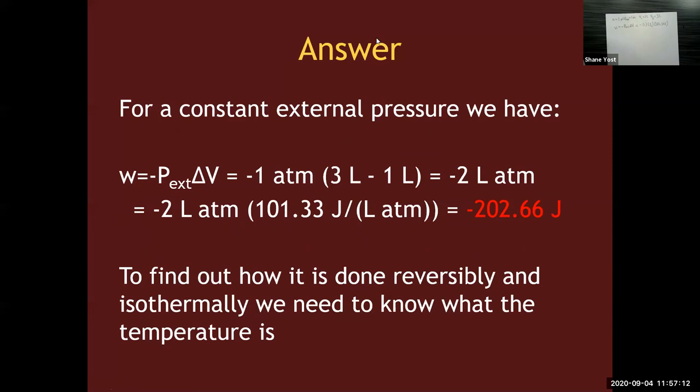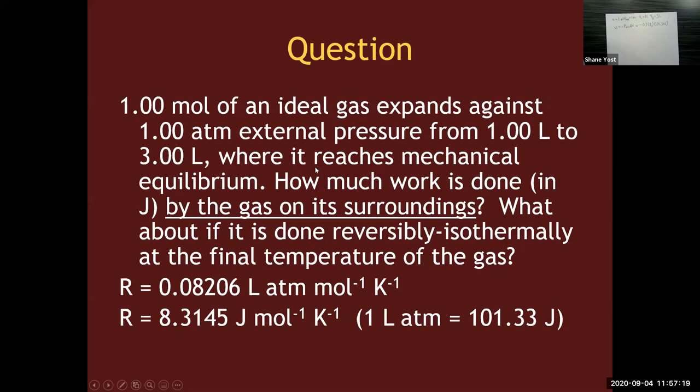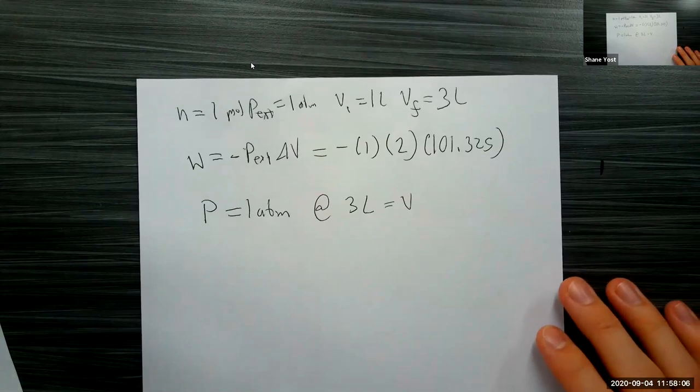So next in the problem, after I corrected it, you're told that at 3 liters, it reaches mechanical equilibrium. So what does that mean at that volume? Once I reach 3 liters, I'm in mechanical equilibrium. So what does that tell me about the pressure of my gas at 3 liters? It's equal to the external pressure, which is 1 atmosphere. So at 3 liters, my pressure is 1 atmosphere.